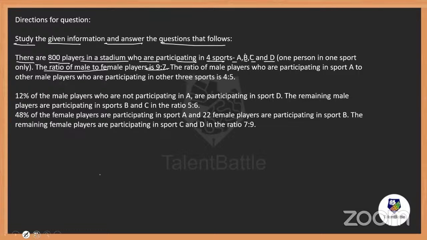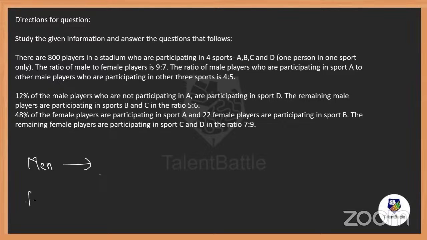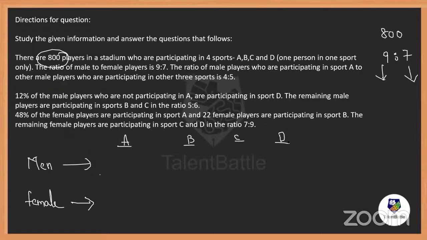The ratio of male and female is 9:7. That means first identify how many male are there and how many female are there. Total 800 people. 800 people is divided in the ratio of 9:7, so how many male will be there and how many female will be there? Do you know how to do it? A, B, C, D are the teams, and men and female. So how many male and how many female? 800 is divided between men and female in the ratio of 9:7.